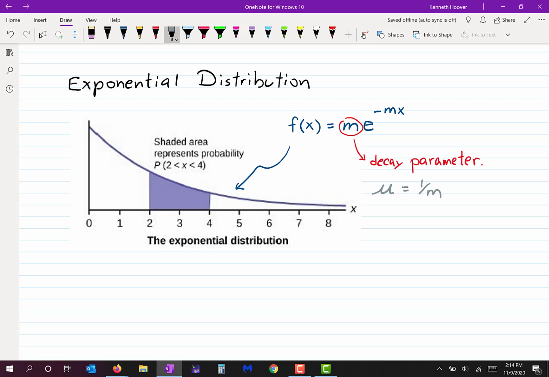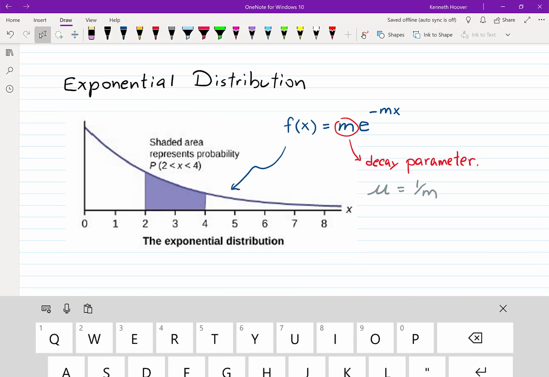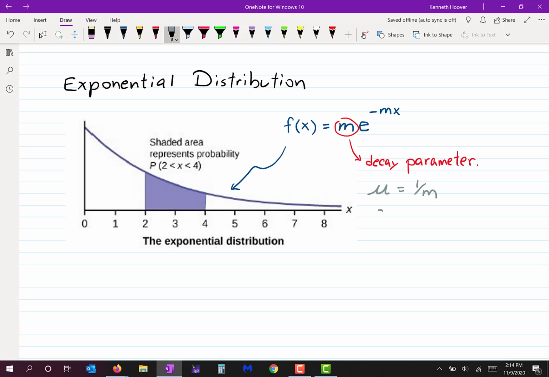And the standard deviation, this is what I meant to say a second ago. The standard deviation equals 1 over mu. And what would that equal if mu is 1 over m? Then the standard deviation just comes out to equal m. And again, the area that's shaded under here tells you the probability of the variable landing in that range.